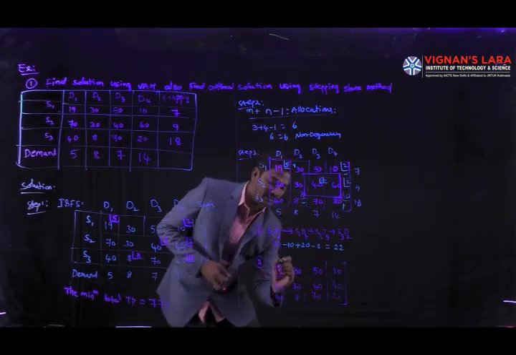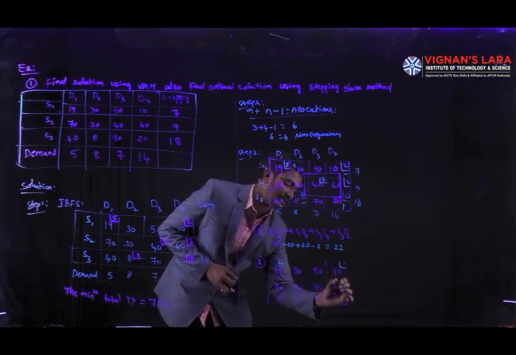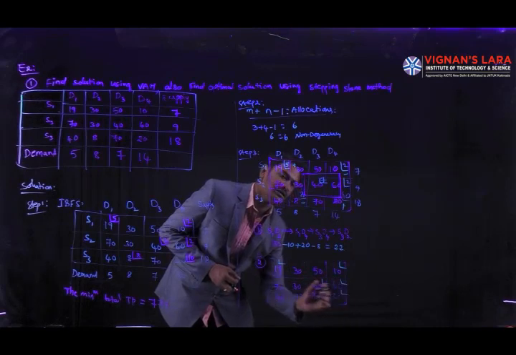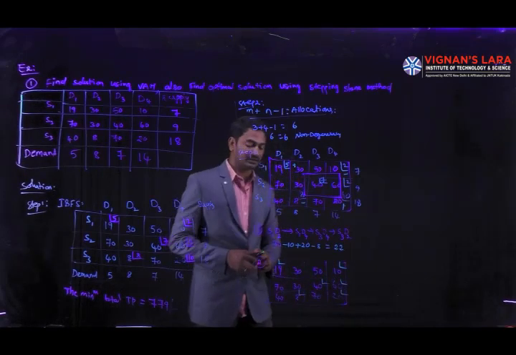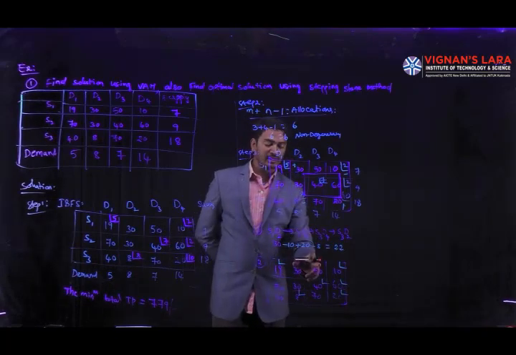Here we have the allocations, and here we have the allocation, and here we have the allocation. Okay, this loop is over, loop 1 is over. Next, coming to the second unallocated cell.